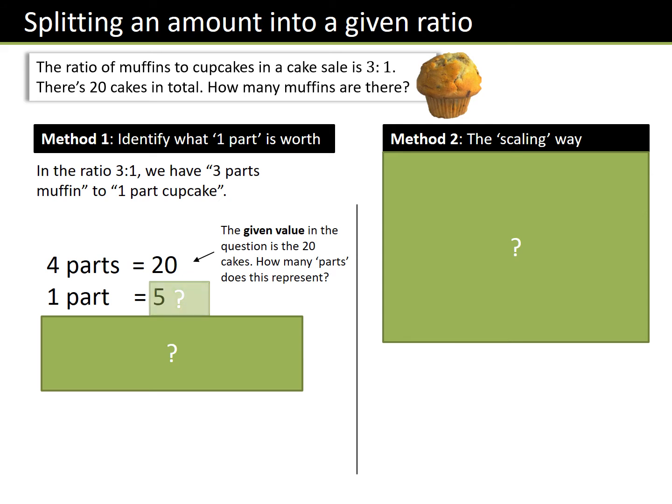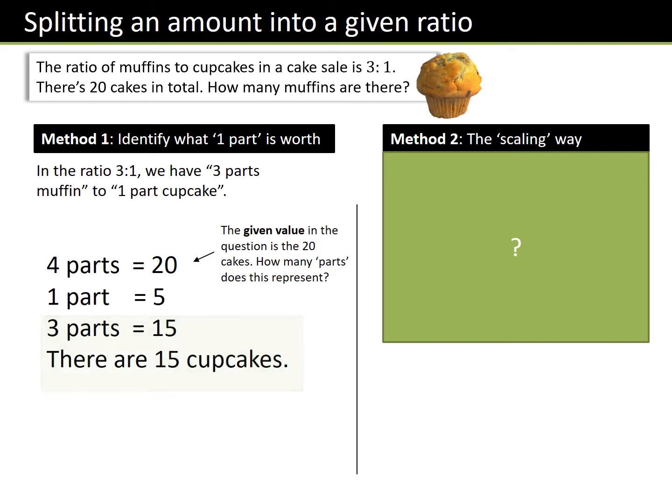So 1 part is 5 because I've divided. To get from 4 to 1, I've divided by 4. So I divide the 20 by 4 and I get 5. 4 5s are 20. So if 1 part is 5, 3 parts are 15 because 3 times 5 is 15. There's 15 muffins. Sorry, that's written wrong.